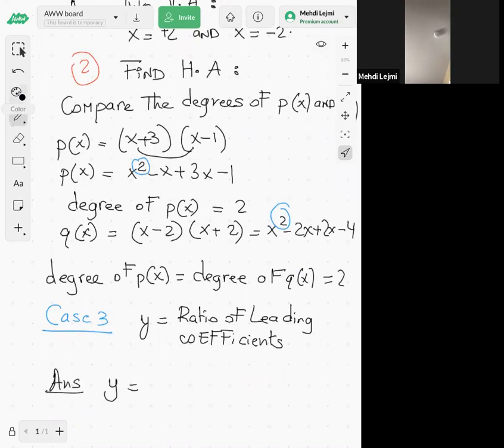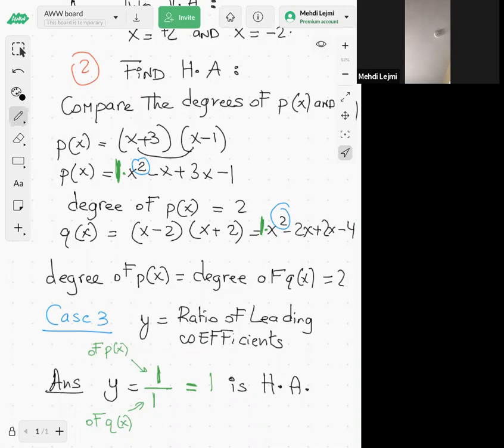So what's the leading coefficient of P of x? It's 1, right? The leading coefficient, guys, is the number in front of the highest power of x. So it's 1 times x squared. So my leading coefficient is 1. For Q of x, the leading coefficient is the same. It's 1. So then y would be 1 over 1. This is the leading coefficient of P, and in the bottom, the leading coefficient of Q. So that will be 1 over 1, which is equal to 1. And so that is the horizontal asymptote.